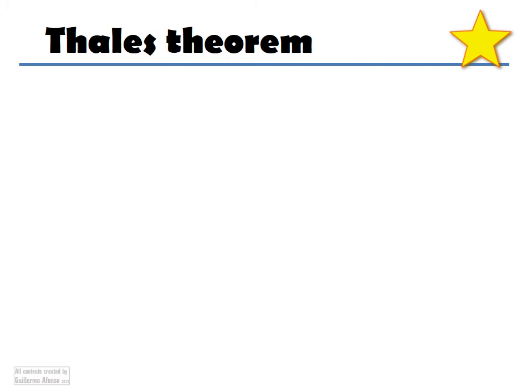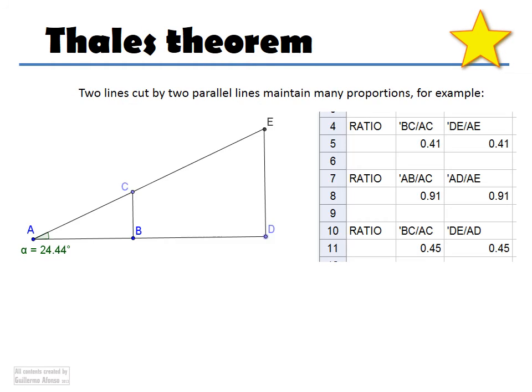Now, Thales theorem, this is the one that maybe you don't remember. Here, let me just draw two lines cut by two parallel lines. Here's what it looks like. Okay, so I have two lines here, this line over here and this line over here, and I'm going to cut them with one line CB and another line ED. This angle, incidentally, is 24.44. That's not that important, okay?